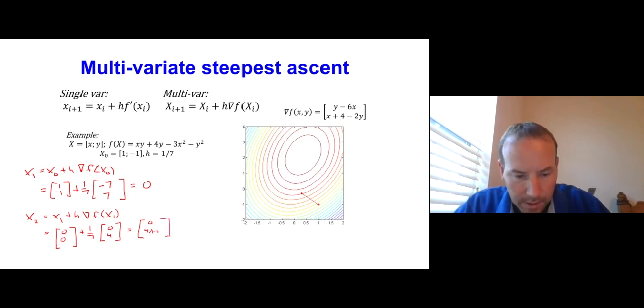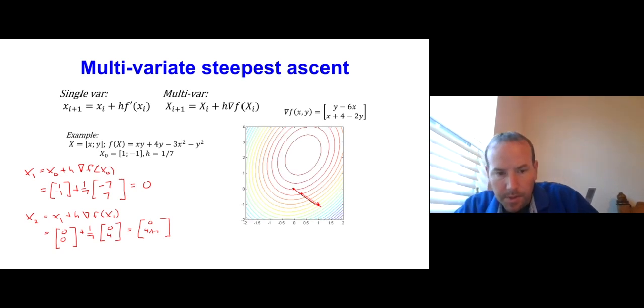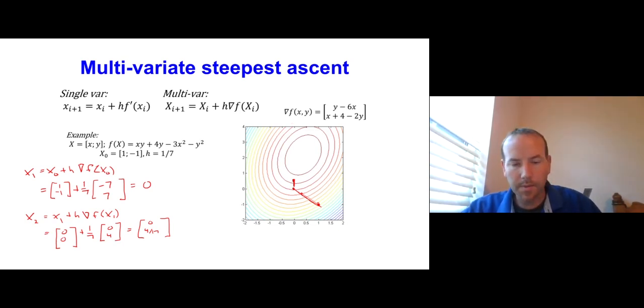So basically what that looks like is that we started at 1, negative 1, and then we jumped to 0, 0, and then we jumped up a bit to 0, 4/7. Okay, so that's the multivariate version of steepest ascent.